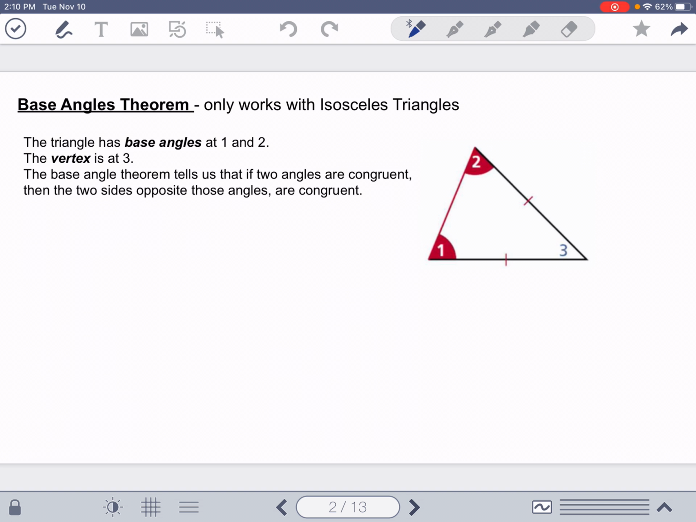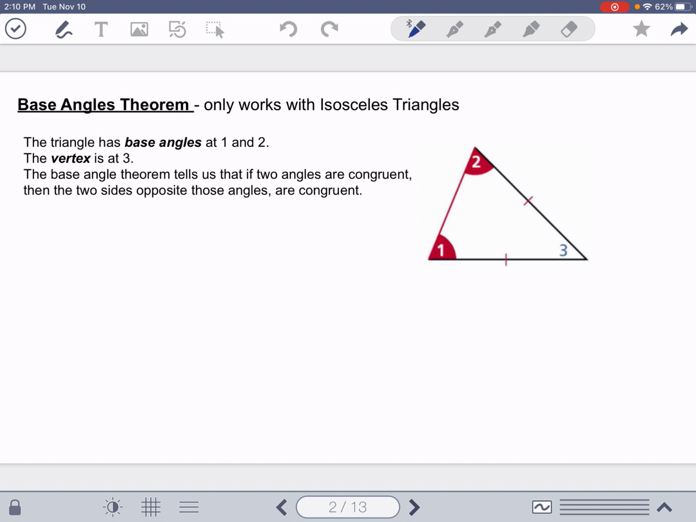So the base angles theorem, this only works with isosceles triangles. Remember that an isosceles triangle has two congruent sides. If we look at our picture over here on the right-hand side, the triangle would have base angles at 1 and 2. Those would be the angles that are congruent. The vertex would be at angle 3.